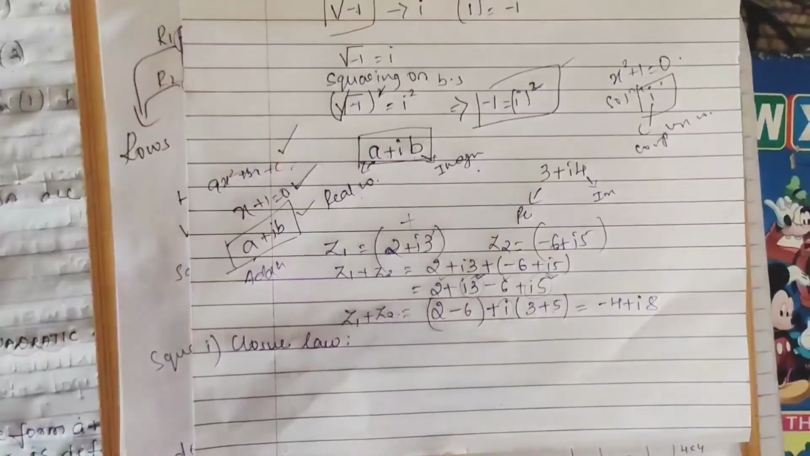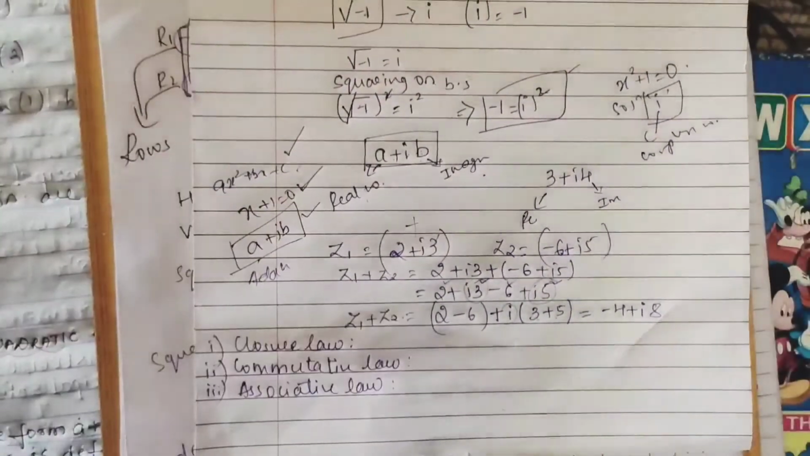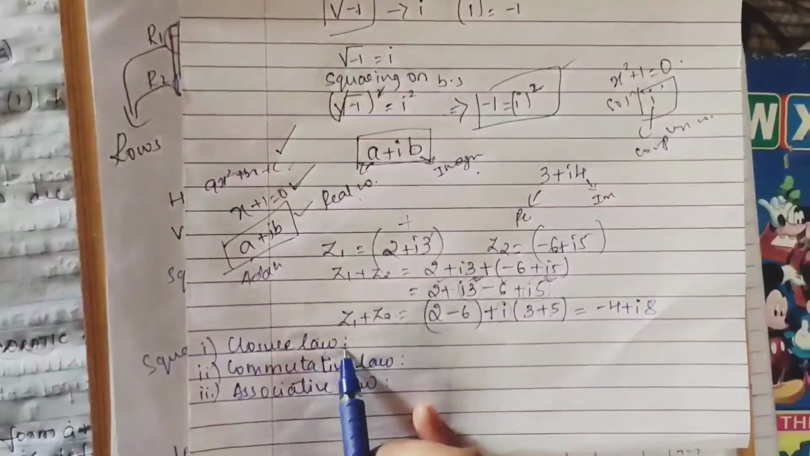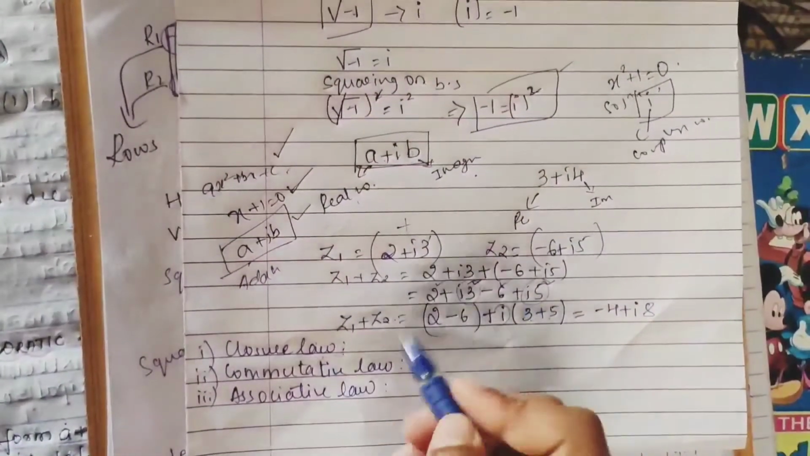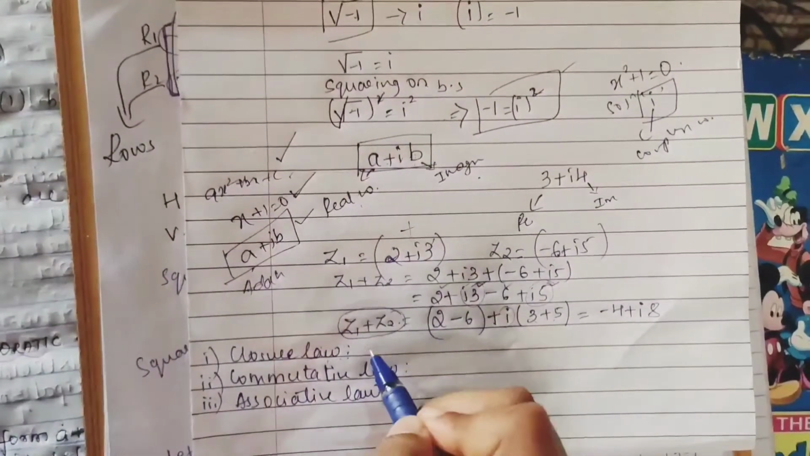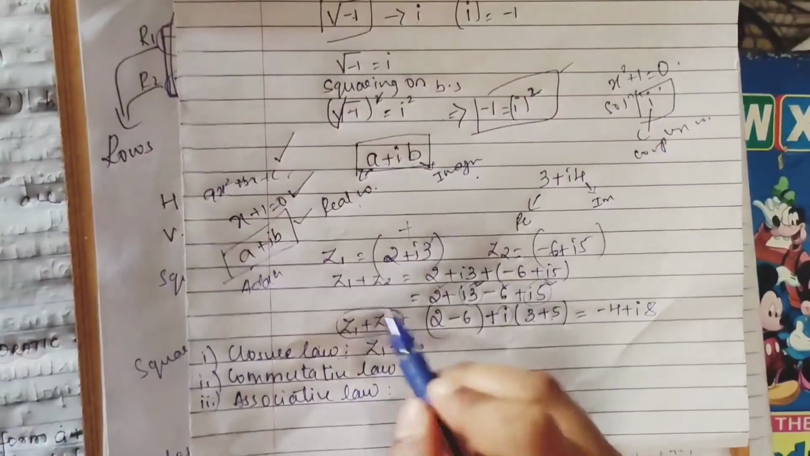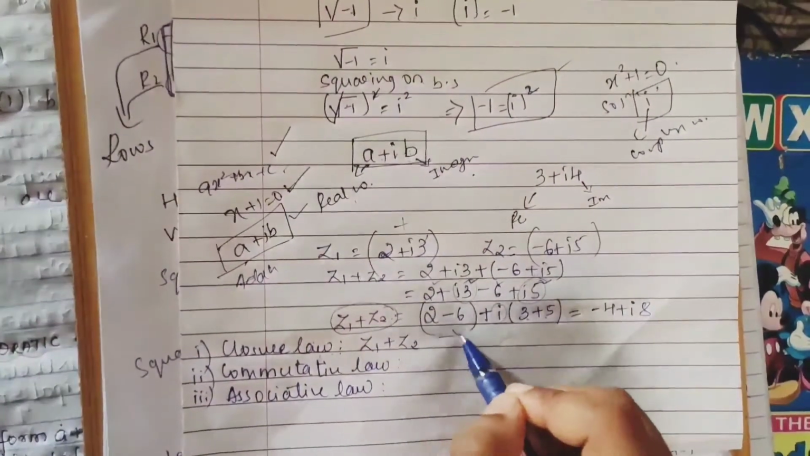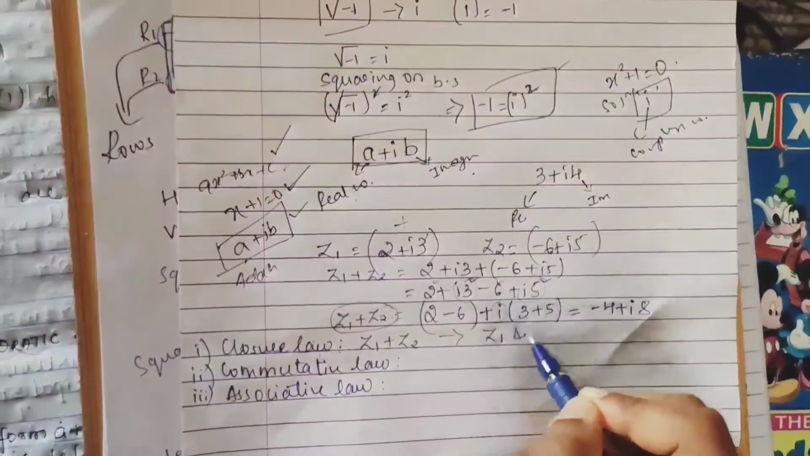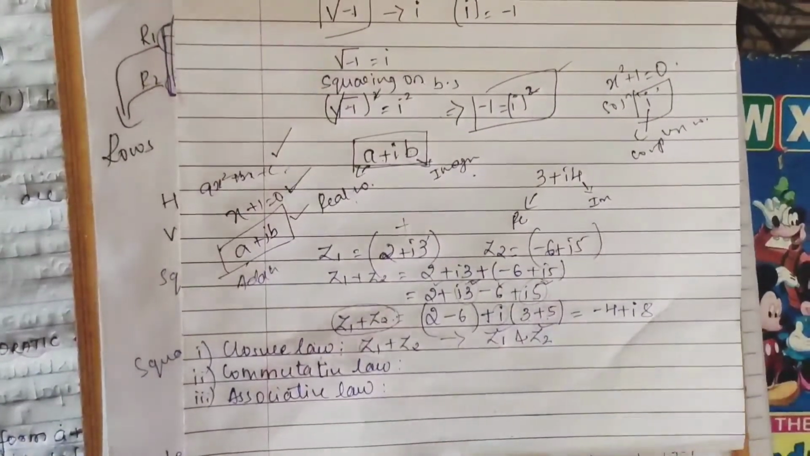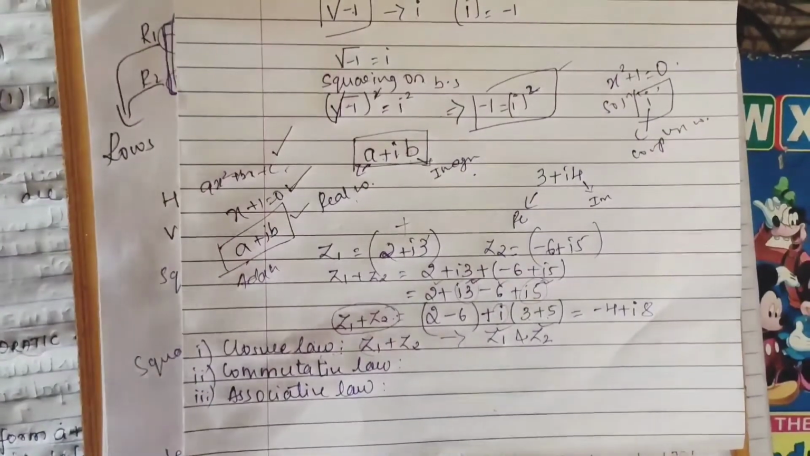In this you again have properties. In this you have closure. Closure law means the sum of two complex numbers is a complex number. Here I have got Z1 plus Z2, so Z1 plus Z2 is also a complex number. For all complex numbers Z1 and Z2, if both are complex numbers, then their sum is also a complex number. This is called the closure law.